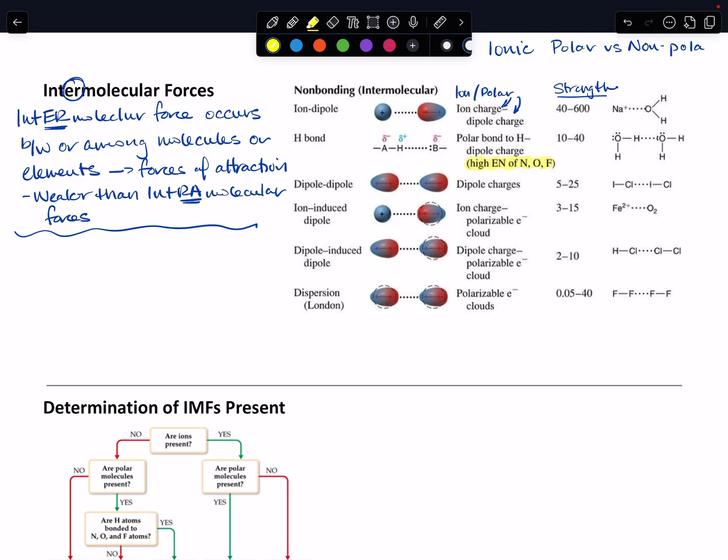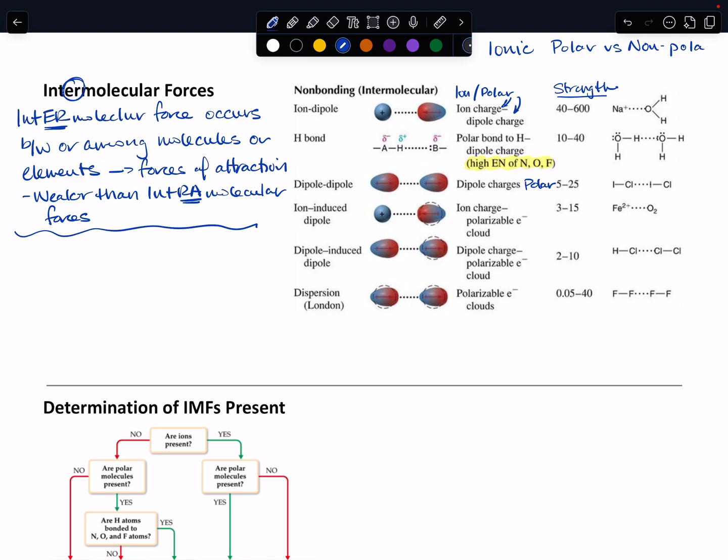All right, up next, we have dipole-dipole. So dipole-dipole interactions occur when you have polar molecules, but do not have hydrogen bonding capabilities. All right, so you can see that we've got a decrease in strength, but still pretty strong for an intermolecular force. But again, you have to have polar molecules.